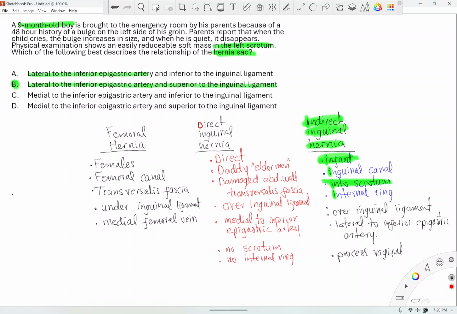Because femoral is inferior to the inguinal ligament, or under, whereas inguinal hernia is above, or superior to, the inguinal ligament. So the answer should be B. Okay, good. So these will be incorrect. Now I want to do one more thing. Let me just show you a drawing that will be very helpful. Let's erase this.